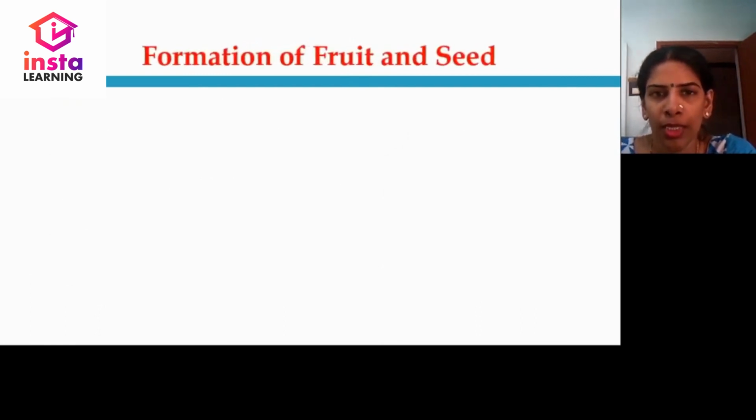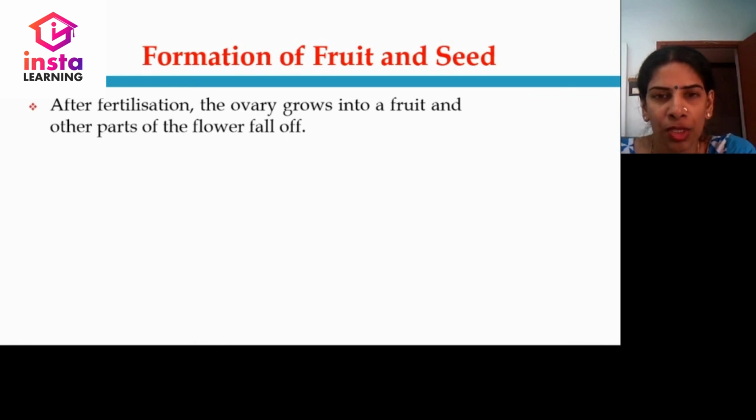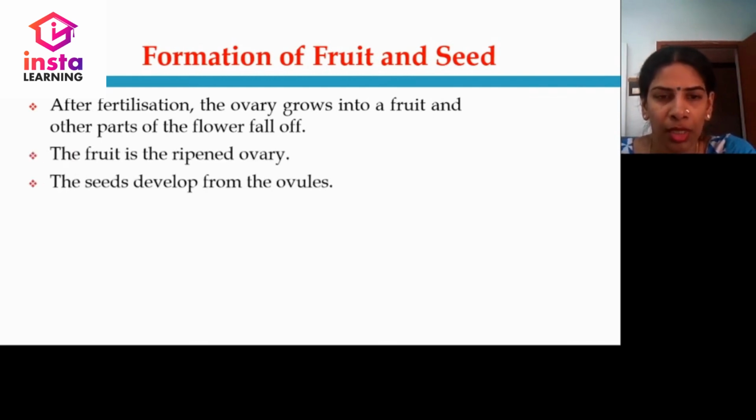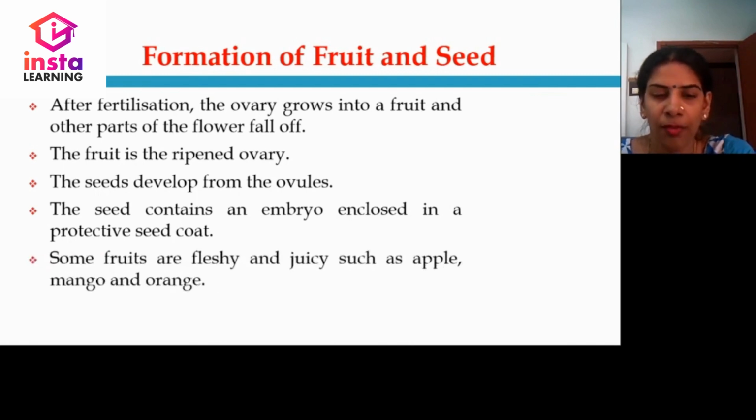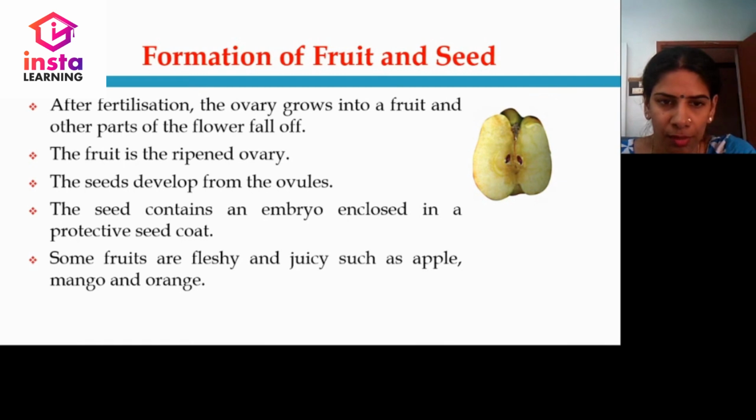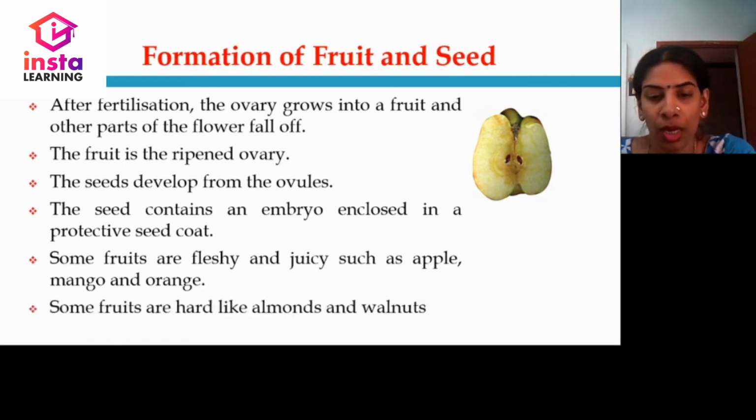Formation of fruit and seed. After fertilization, the ovary grows into a fruit. Other parts of the flower will fall off. The fruit is a ripened ovary. The seeds develop from the ovules. The seed contains an embryo enclosed in a protective seed coat. Some fruits are fleshy and juicy, such as apple, mango, and orange. Some fruits are hard, like almonds and walnuts.